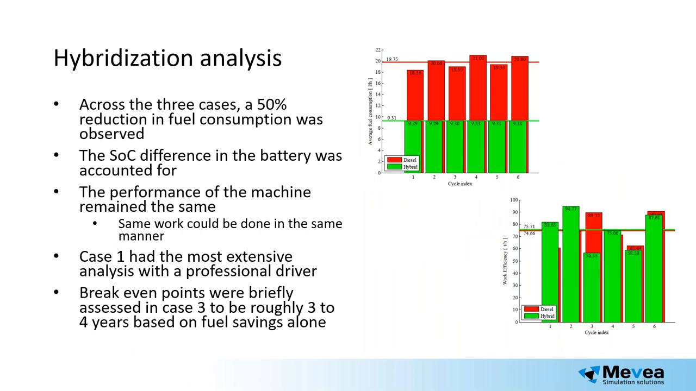Okay, across the three cases, a reduction in fuel consumption was observed. For example, case one, the 30-ton machine, uses on average 20 liters of diesel oil per hour in operation. Based on the hybridization analysis, the fuel consumption was lowered all the way down to 9.31 liters per hour. So we are talking about a drop of roughly 50%.